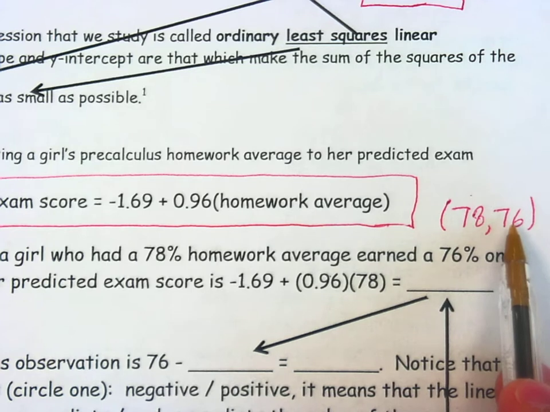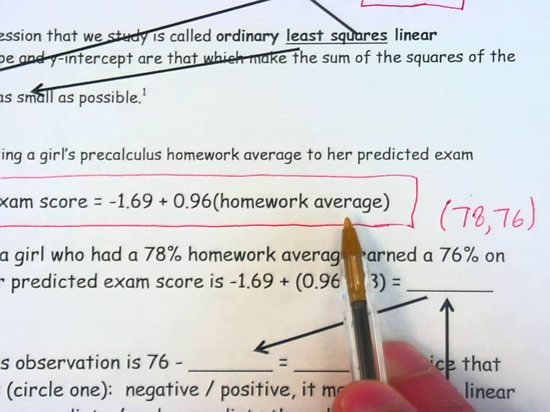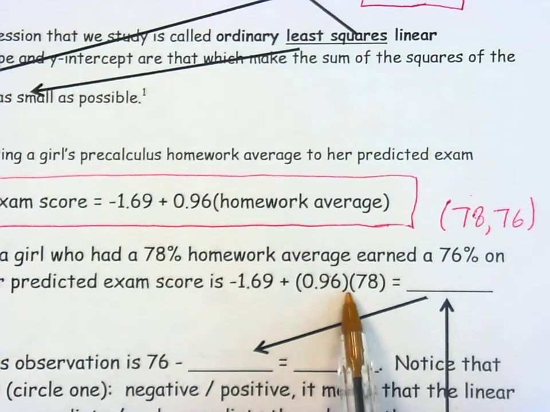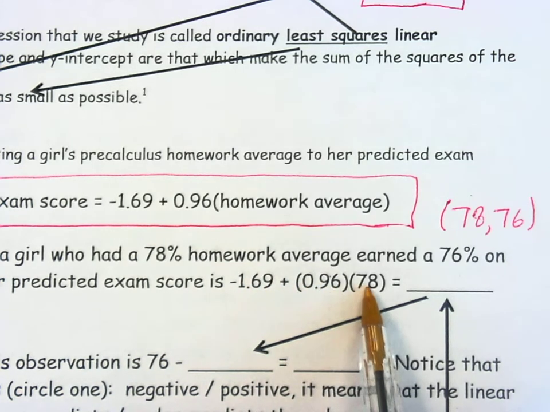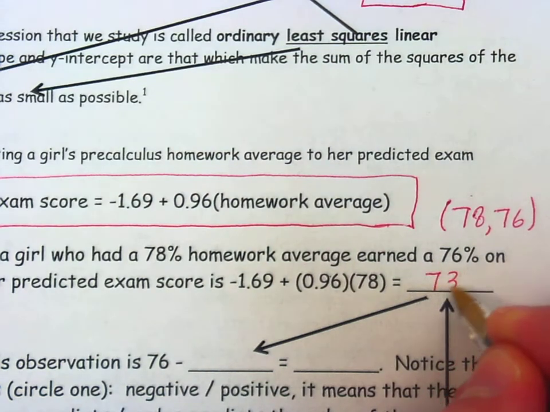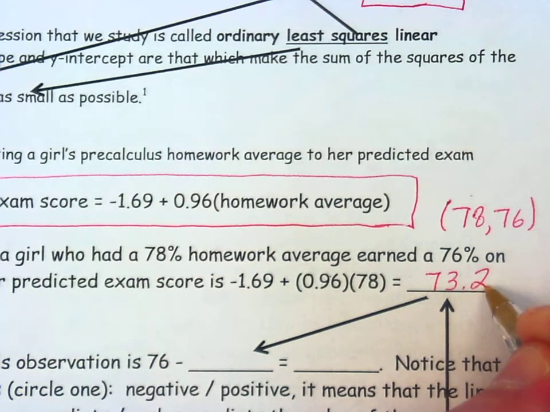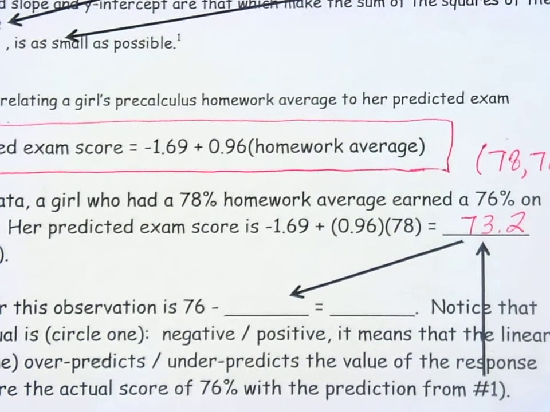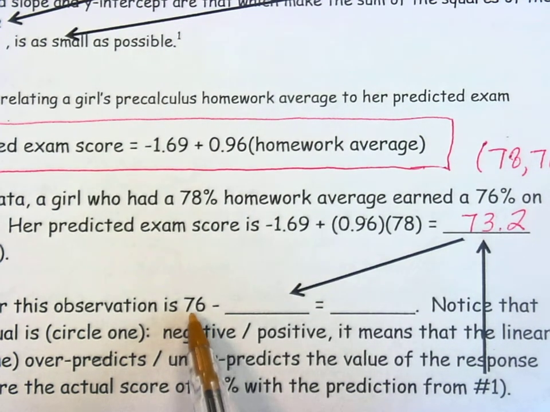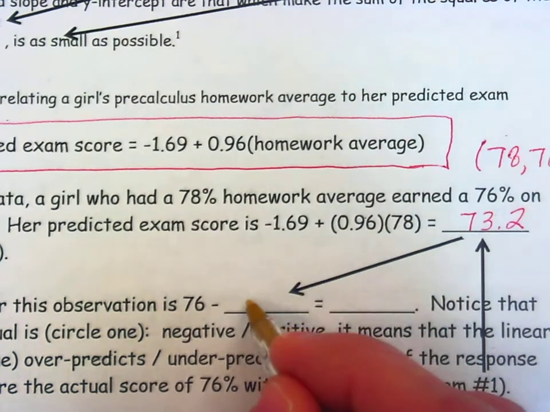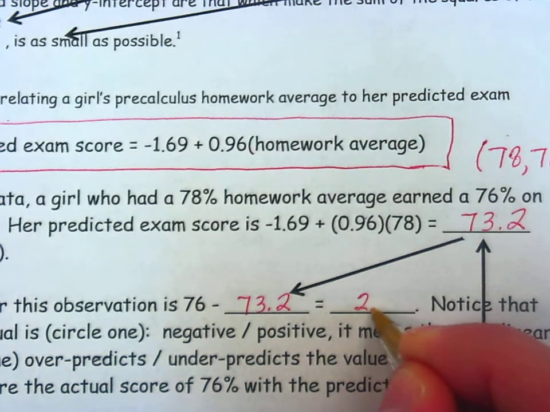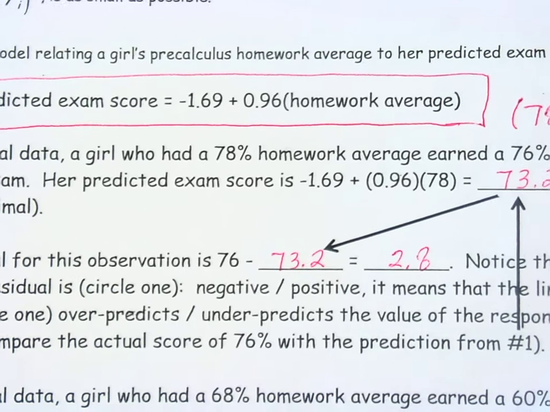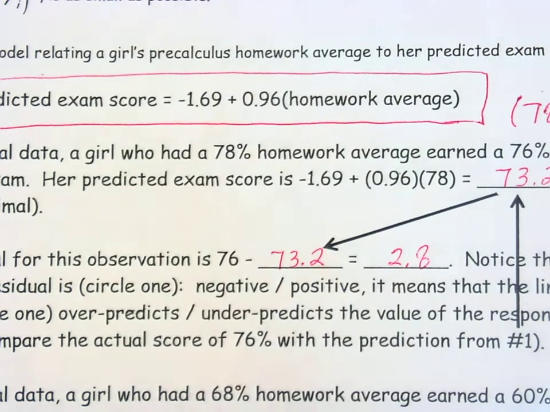Now that 76 is the actual response value, the actual Y value. Our linear model predicts a slightly different score for her. Here is where we would calculate her predicted score: the intercept plus the slope times her actual homework average. Her predicted score comes out to be 73.2. So there is a residual associated with this individual observation. The actual exam score for this young lady was 76. Her predicted exam score was 73.2. The difference is the residual. The difference is 2.8.